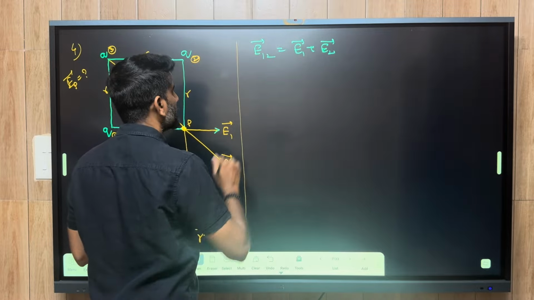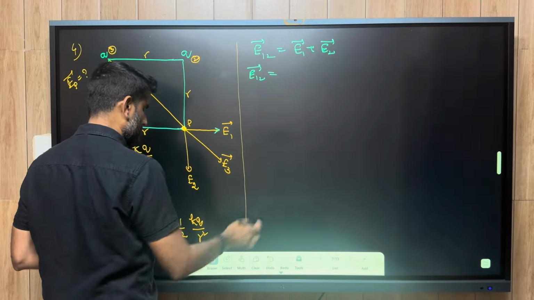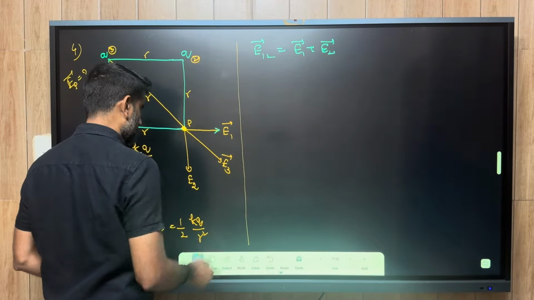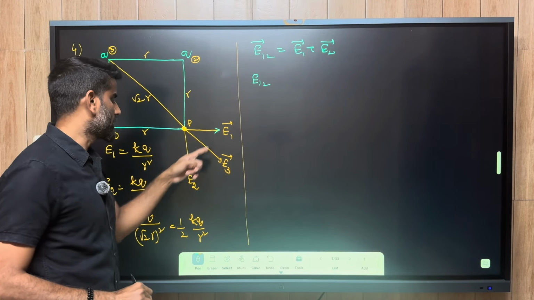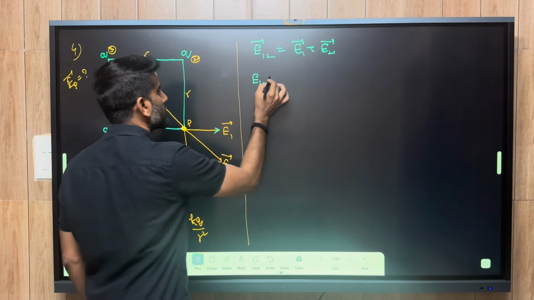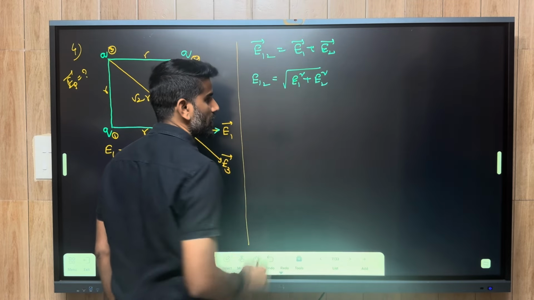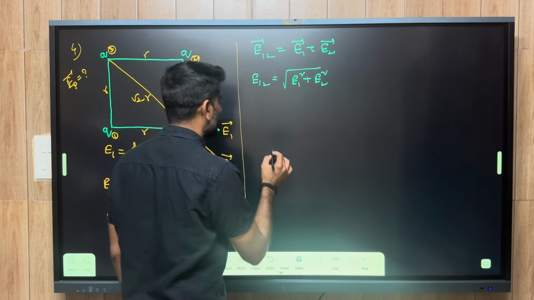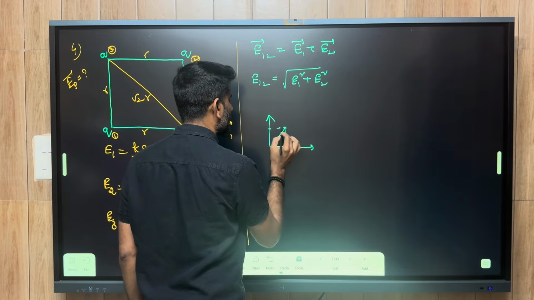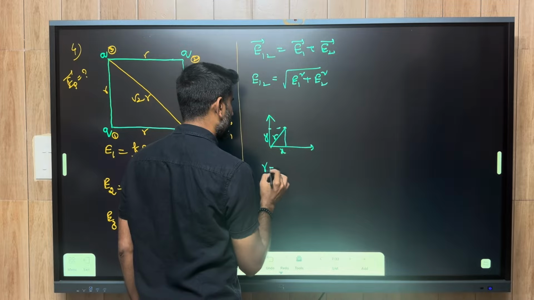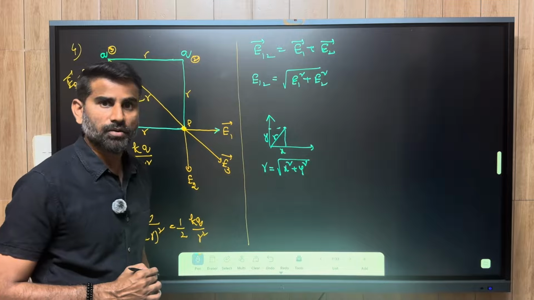So E12 magnitude, as these magnitudes, E12. As these two vectors are acting in perpendicular directions, the resultant will be the square root of E1 square plus E2 square, as you already know. If this is the point, it is x, it is y, then the magnitude r is equal to the square root of x square plus y square, right? So this is how we find the magnitude.